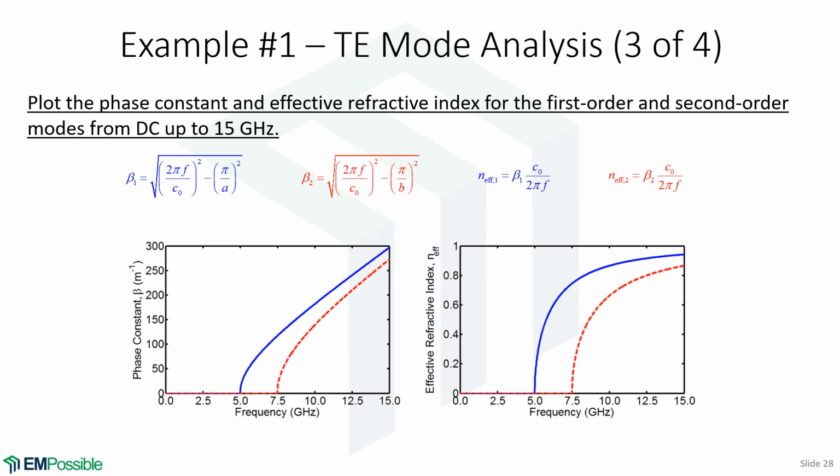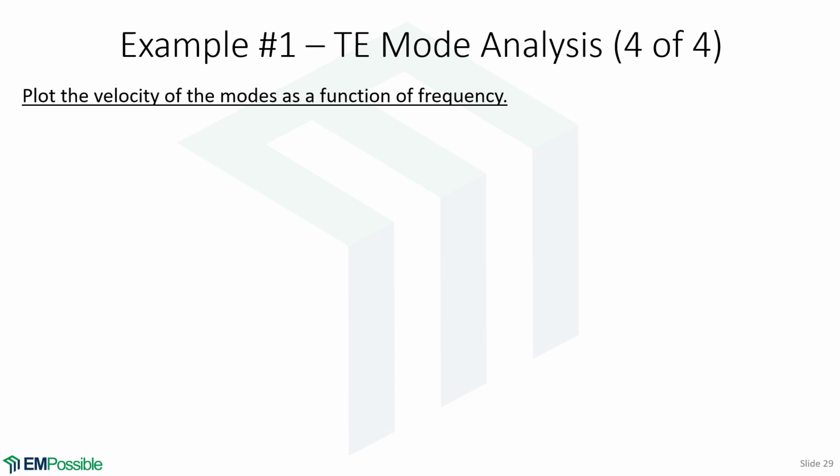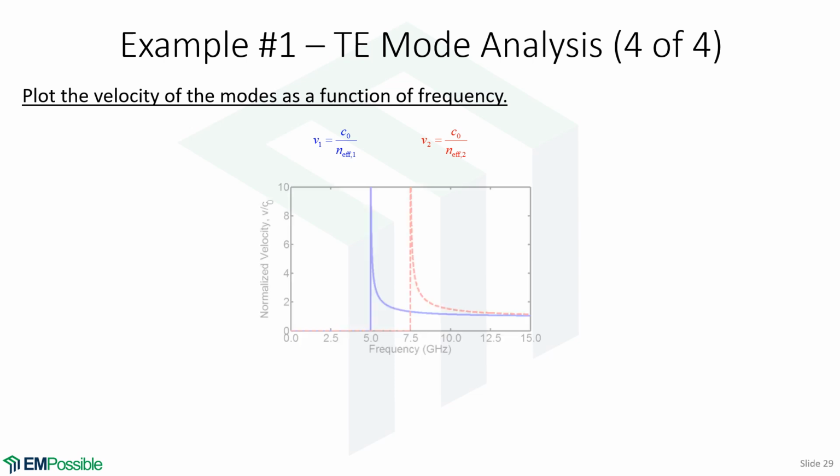Notice this is always less than 1. That's telling us that these modes in the waveguide must be traveling faster than the speed of light. Does that bother you? Well, let's plot the velocity as a function of frequency, which of course just comes directly from the effective refractive index. So we take the speed of light, divide by our effective refractive index, and we have the velocities. So here's what they look like.